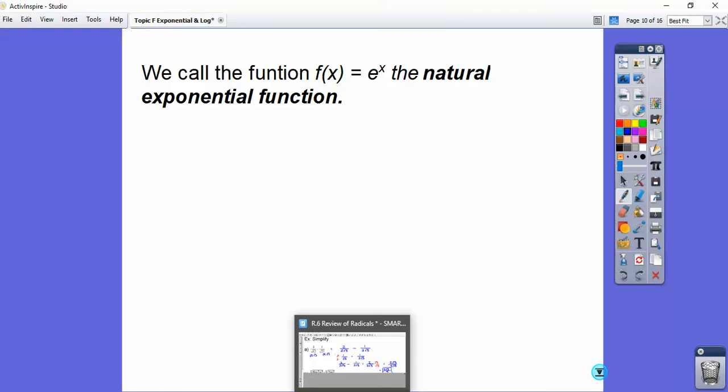It has all the same properties. That e is just a number, just like pi. It's like 2.7, and it's got one of those decimals that never ends. So don't panic if you see that e in your problem. It's just representing a number. All the same properties are true. Anything we've done with the other exponentials, we can do with it.